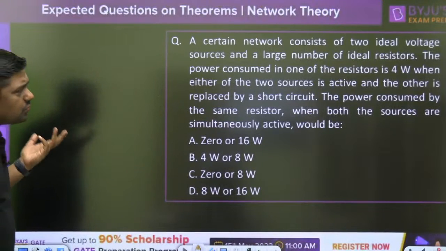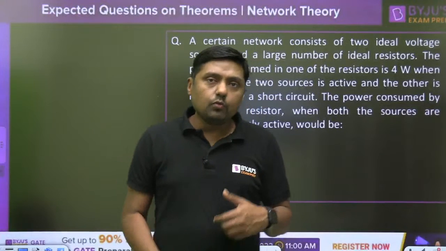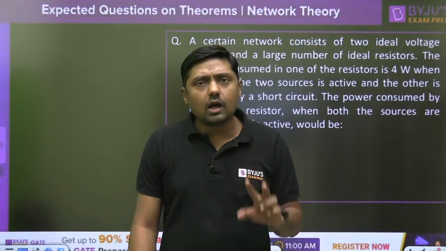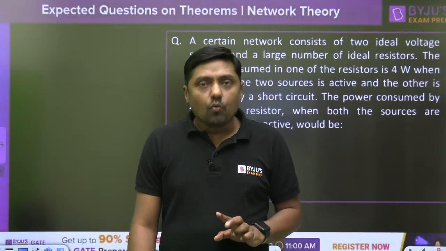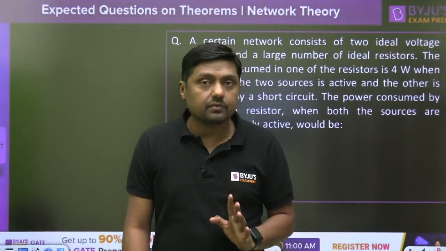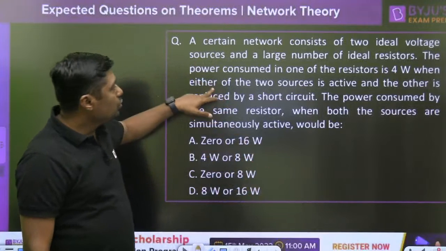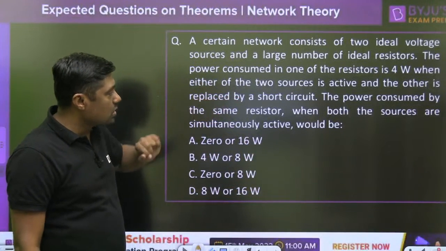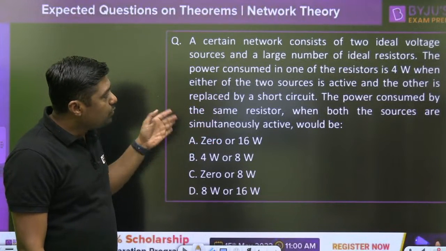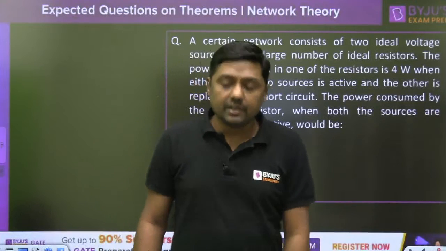it means we have to use the concept of what? Superposition theorem. When we are considering one voltage source, the other should be 0. Since both are voltage sources, when I am considering one voltage source, the other should be short circuit. To make a voltage source 0, we have to make it short circuit. The power consumed by the same resistor when both the sources are simultaneously active would be?